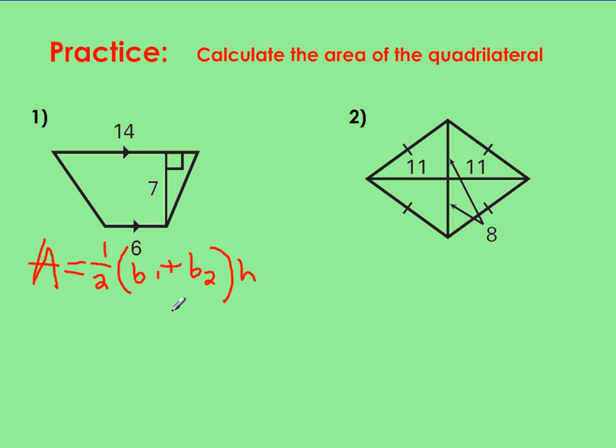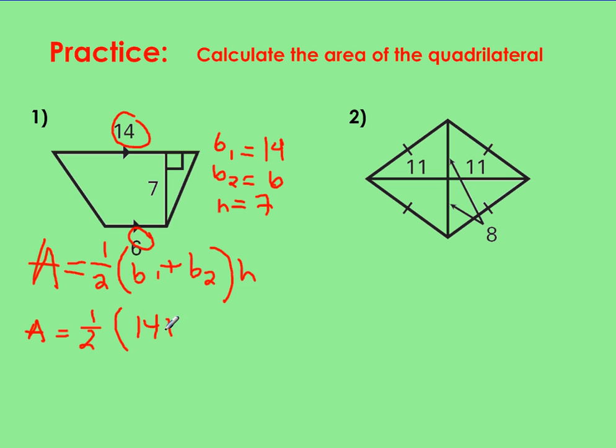And so you want to make sure that you get your key pieces of information. So I like to sometimes write this down off to the side so it's easy enough to substitute in and solve for. So I know one of my bases is 14, another one of my bases is 6, and then last but not least, my height is going to be 7. So when I go ahead and substitute these values in, we will have 14 plus 6, and then our height is 7. And we can just begin to simplify.